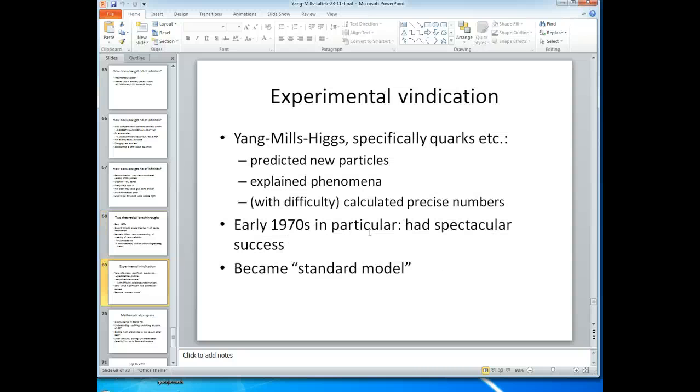So also in the 1970s, great experimental vindication. You've got Gell-Mann and Zweig predicting things based on the particle zoo, and they predicted the existence of new particles, and those particles were found. It explained new phenomena that were found in the accelerators. With difficulty, you could calculate some precise numbers. And so in the early 70s, there was spectacular experimental success for these models, and it all came together to become the standard model of particle physics.